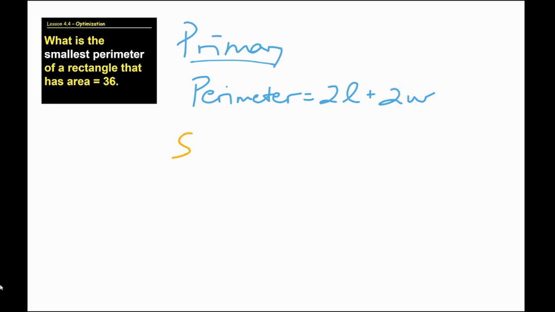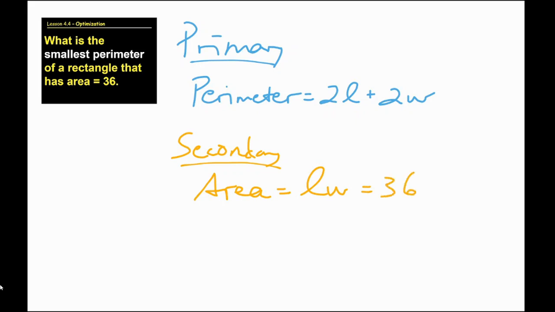How about the secondary equation? Wait, it seems like we have some other information here, and indeed we do. It has to do with area. We know that the area formula is length times width, and we know that length times width has to equal 36. So you're going to learn that the secondary equation is where you know a little bit more about it.